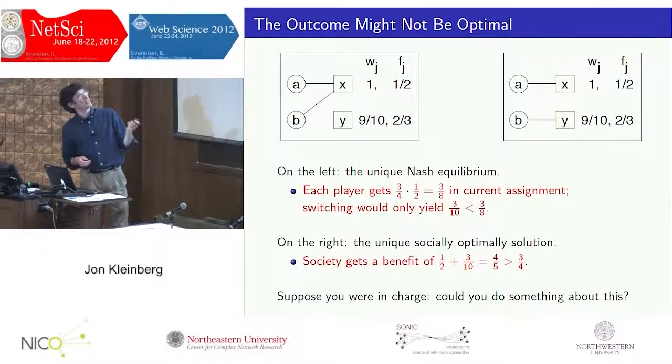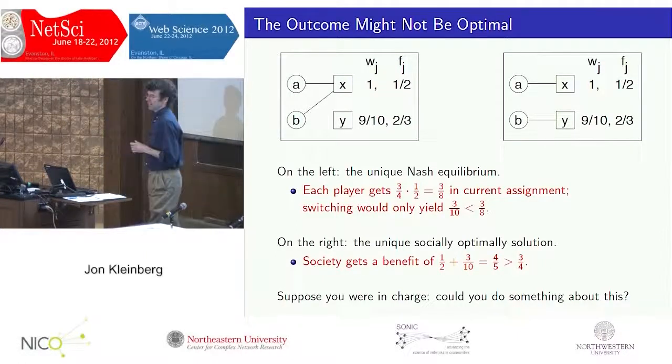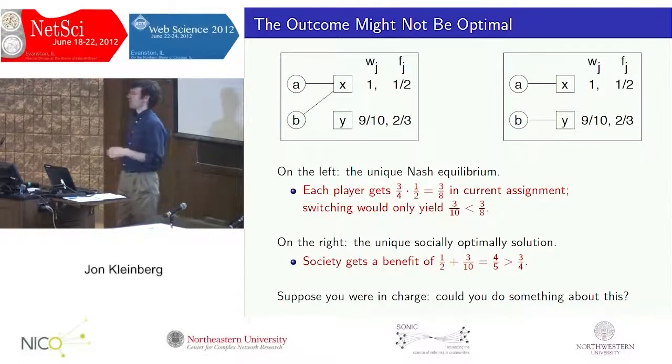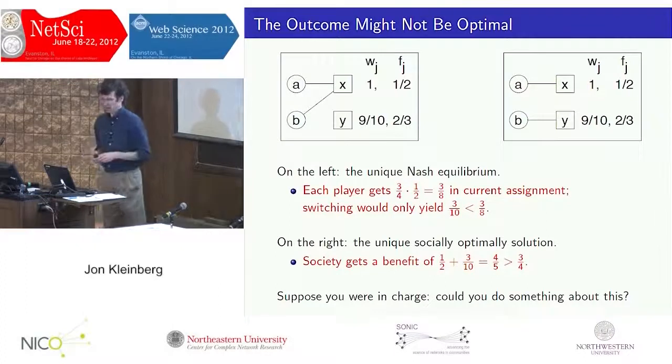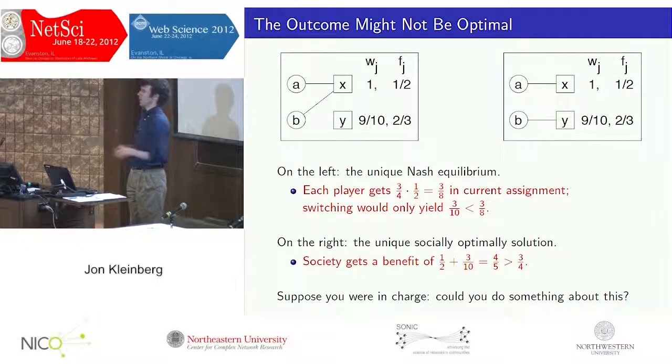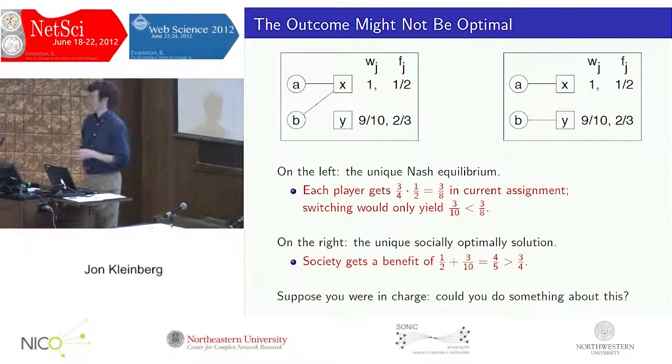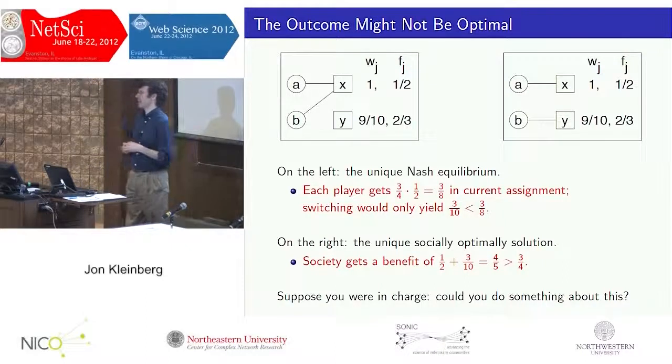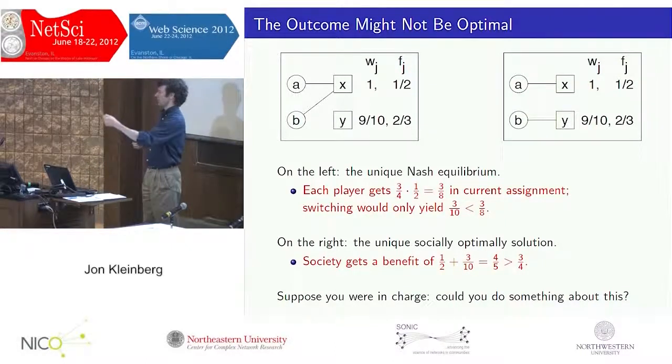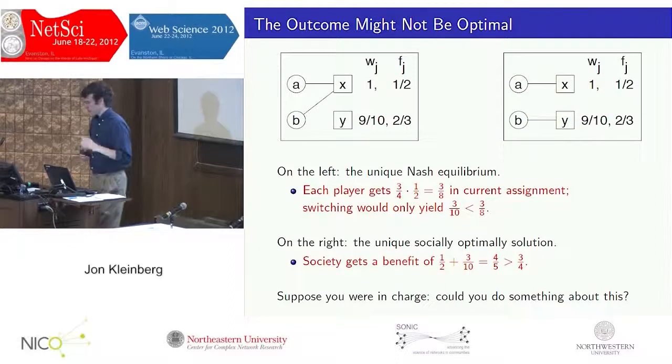Optimal for society, and I'll skip the calculation here, which is easy, is if we worked on separate projects. Because then you would get a half in expectation from the first, and you'd get 3/10 from the second, and that's bigger than 3/4. Okay? So that's fine. That's just yet another example of a game where the Nash equilibrium is not socially optimal. But here's what's interesting.